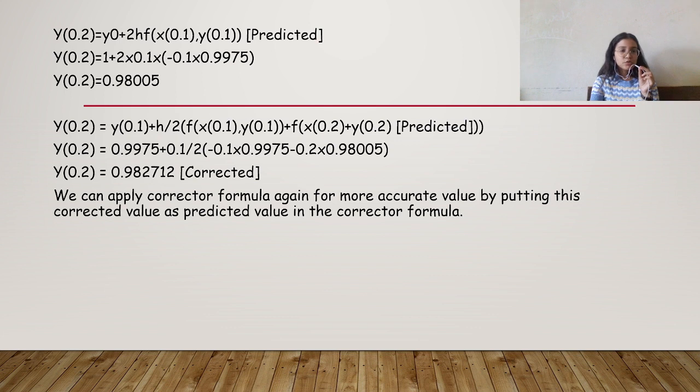y of 0.2 equals 0.9975 plus 0.1/2 times [minus 0.1 multiplied by 0.9975 minus 0.2 multiplied by 0.98005]. y of 0.2 equals 0.982712, which is the corrected value. We can apply the corrector formula again for a more accurate value by putting this corrected value as the predicted value in the corrector formula. Thank you so much.